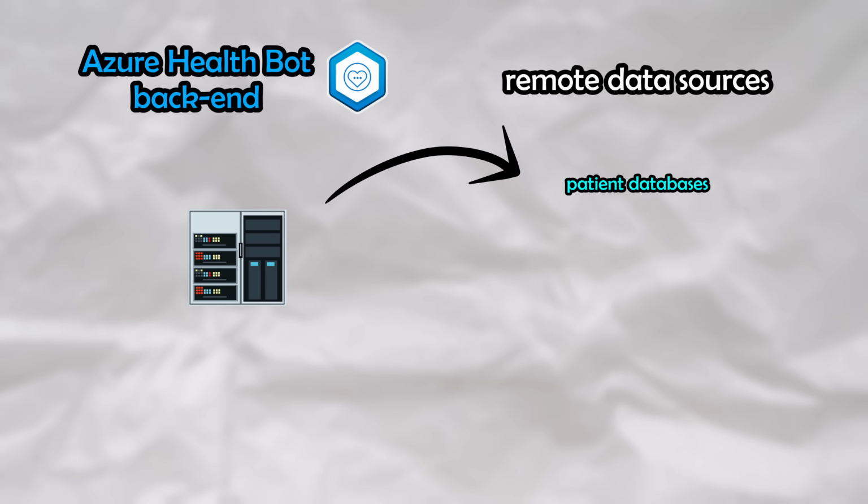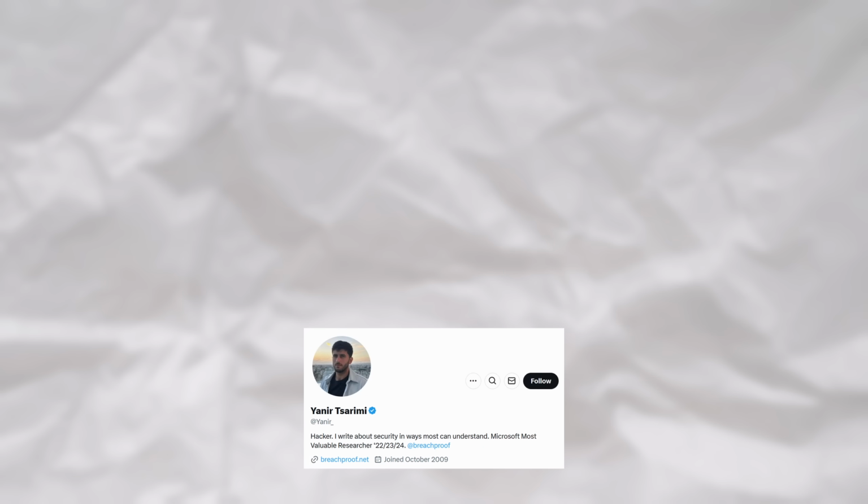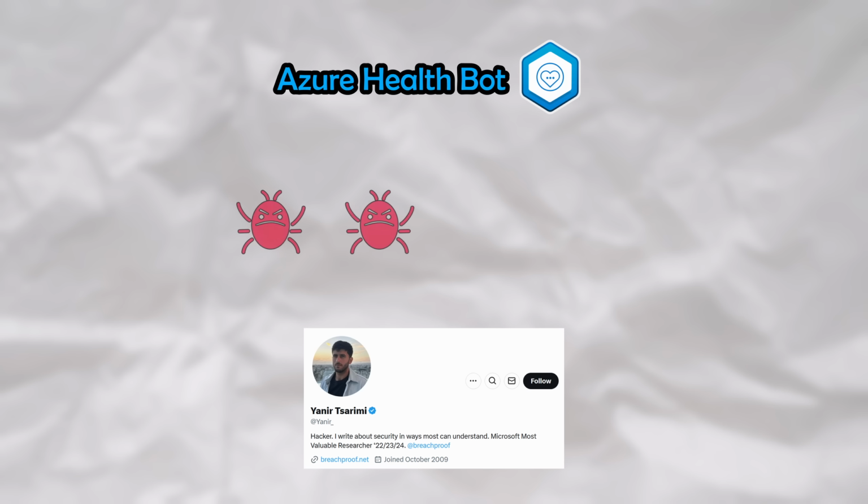As the bot would integrate with remote data sources, this exploit made it possible for attackers to access all of the third-party data that the bot had access to, including patient databases, appointment calendars, authentication credentials, and more. What's shocking is that the bug hunter hacked Azure Health Bot twice, in two different, independent ways.